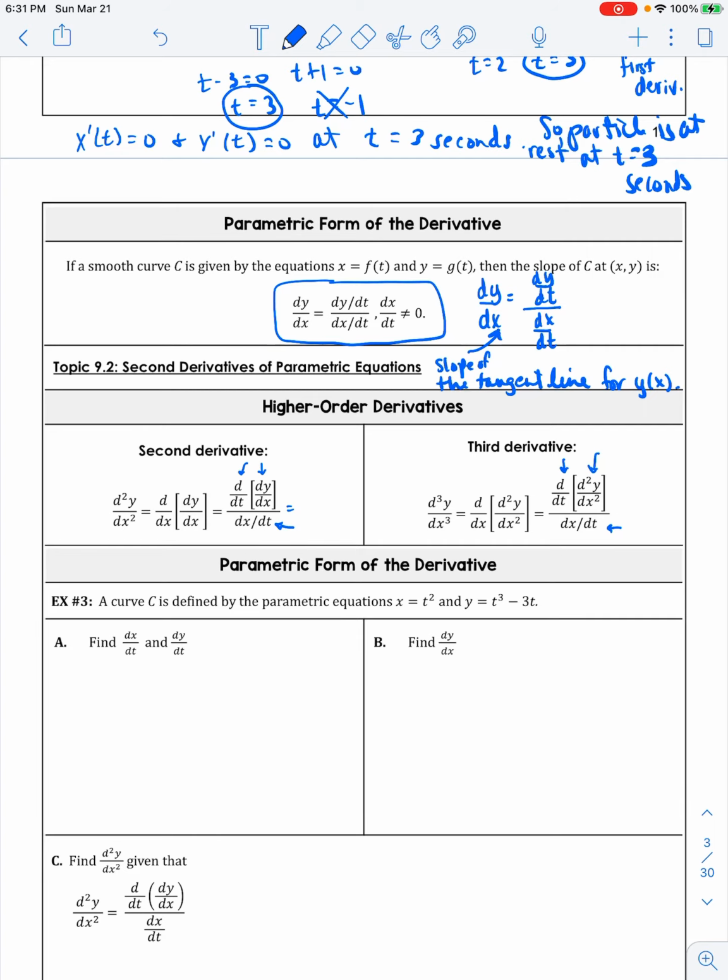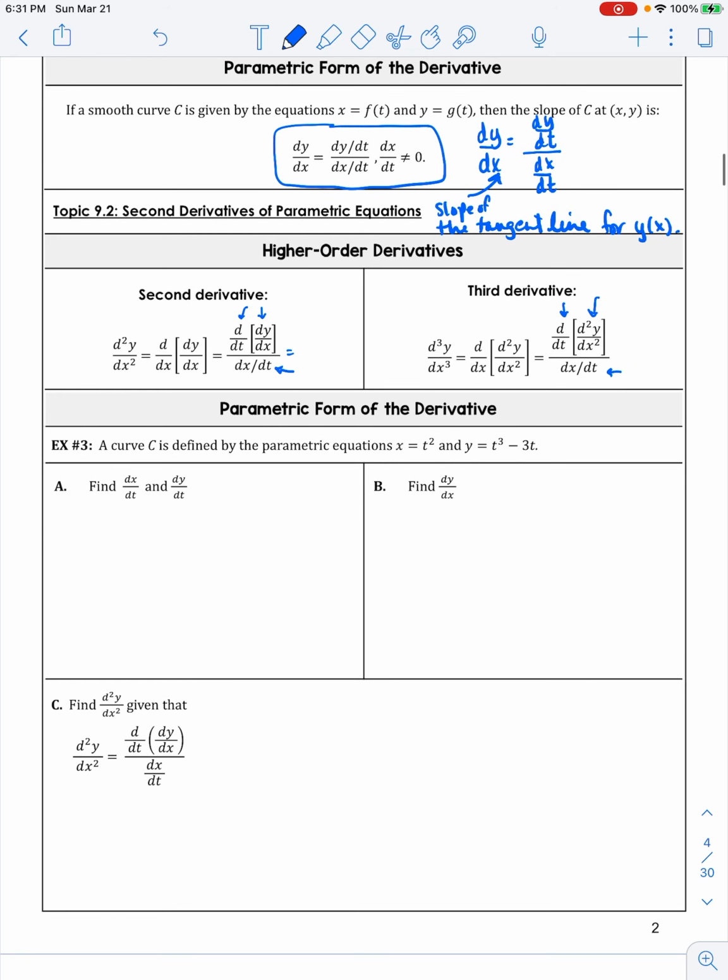All right, a curve C is defined by the parametric equations x equals t squared and y equals t cubed minus 3t. Find dx/dt and dy/dt. Your dx/dt is just 2t, and your dy/dt is 3t squared minus 3. Then it says find dy/dx. We know that dy/dx is dy/dt divided by dx/dt, so that's going to be 3t squared minus 3 over 2t. So that's your dy/dx.